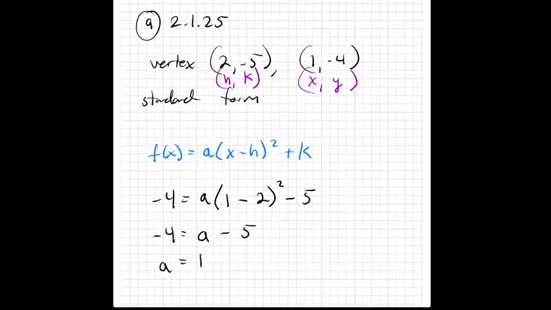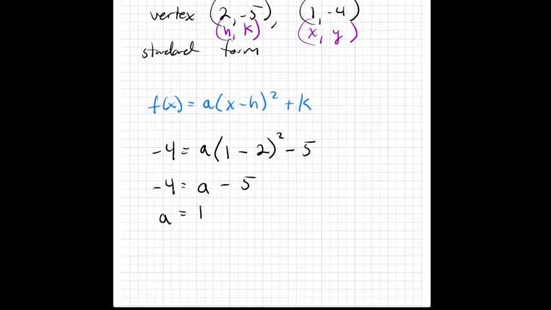So then the standard form that we get is f of x equals 1 times, what's our h? It's 2. x minus 2 squared minus 5. So it's a U-shaped graph where we went right 2 and down 5. That's it.